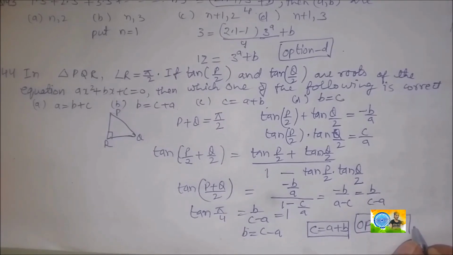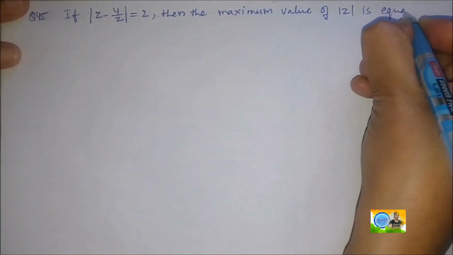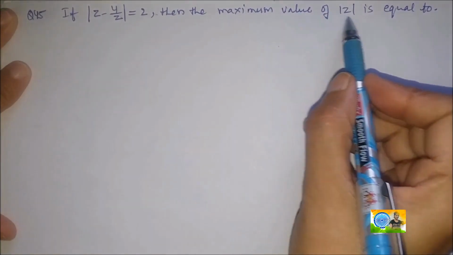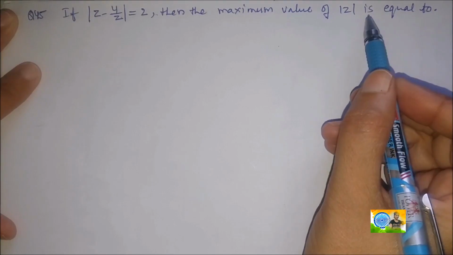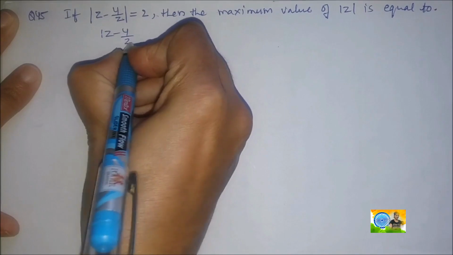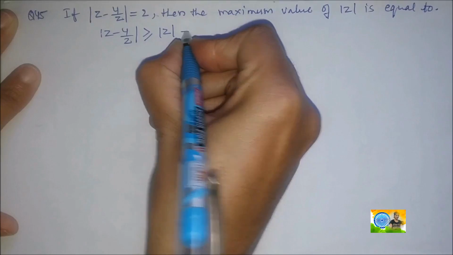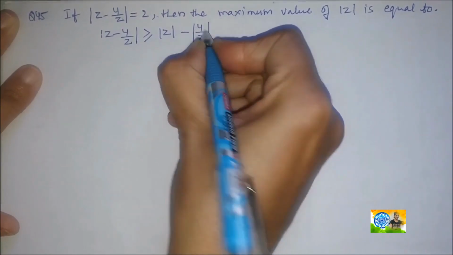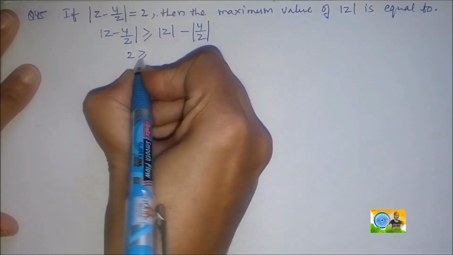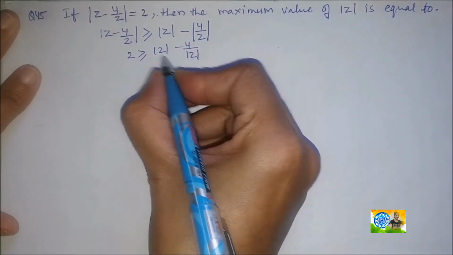Let us see question number 45 now. If |z minus 4 upon z| is equal to 2, then the maximum value of |z| is equal to. From the inequality of complex numbers, we know that |z1 minus z2| is greater than or equal to the difference of the individual mods. So |z minus 4 upon z|, or we can write it as 2, is greater than or equal to |z| minus 4 upon mod z. Now let us solve this equation.